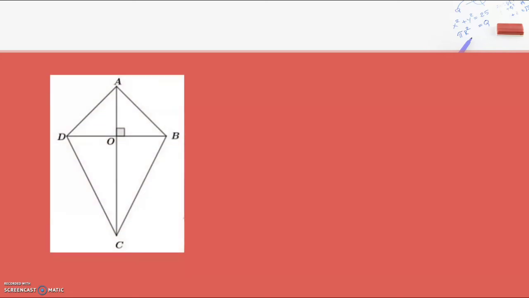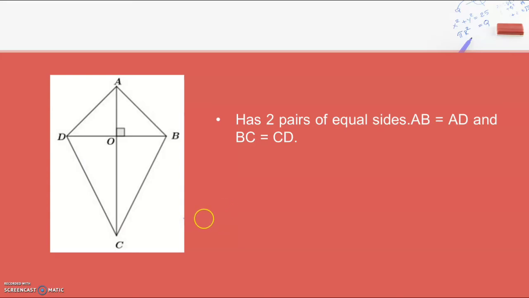Regarding the characteristics of the kite, I will explain the parts in question. First, the kite has two pairs of equal sides. The sides in question are side AB, side BC, side CD, and side DA. From the figure, it can be seen that side AB is equal to side AD and side BC is equal to side CD.